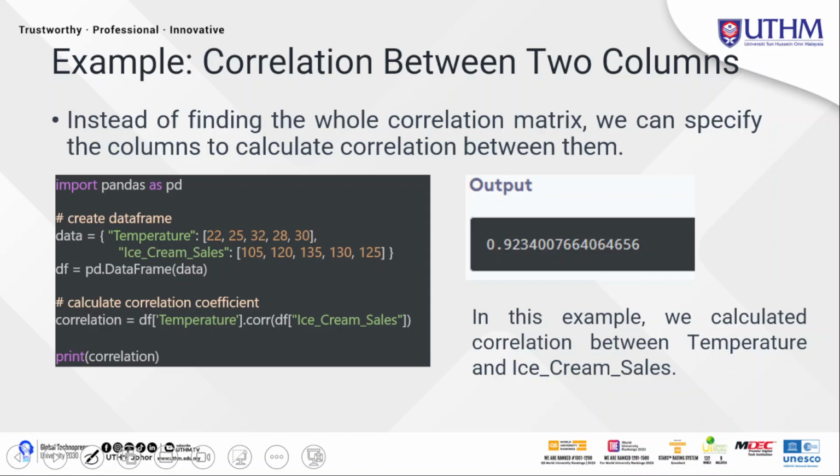So df temperature dot corr with ice cream sales. Print the correlation, this one. So your final output, the value is 0.9234. In this example, the correlation calculated between temperature and ice cream sales shows 0.92, which is a positive correlation. This is a positive value. If negative, it means you will get a negative answer. That is negative correlation. We know, right? So usually positive correlation means it's in this positive increasing order, and negative correlation is usually in decreasing mode.